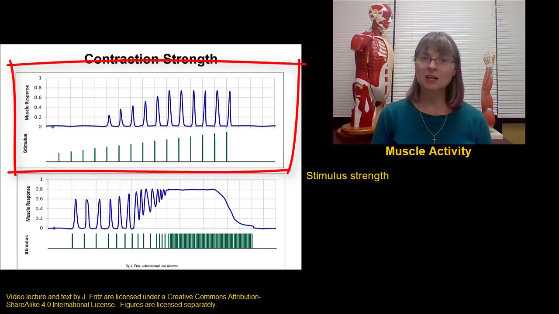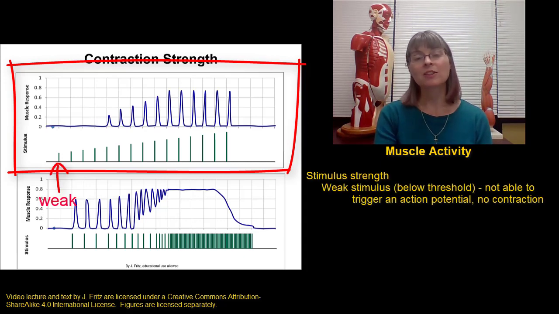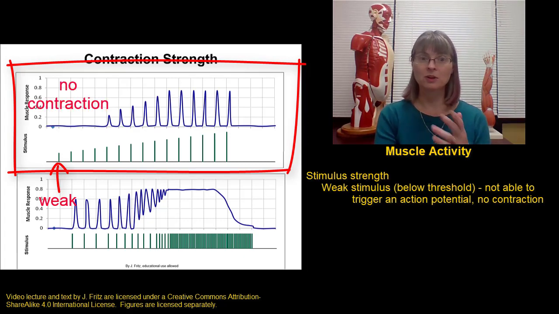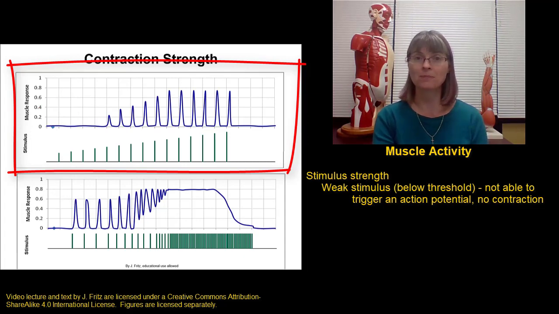Notice that in the beginning, when we have a weak stimulus, there's no contraction at all. No contraction, no contraction, no contraction. That's because when the stimulus is this weak, it's not strong enough to cause an action potential in the muscle fibers. And if we don't cause an action potential in the muscle fibers, there's not going to be any contraction at all.